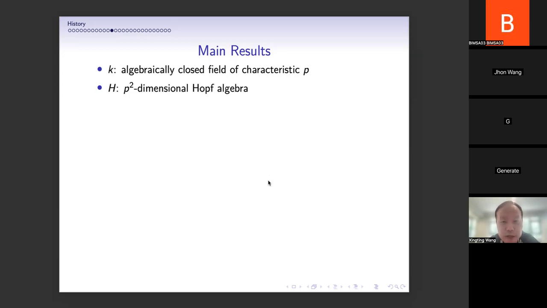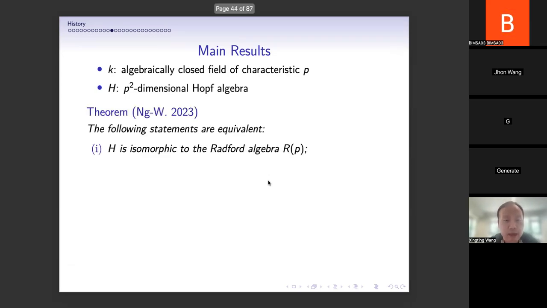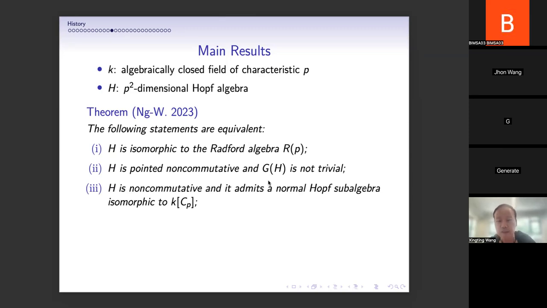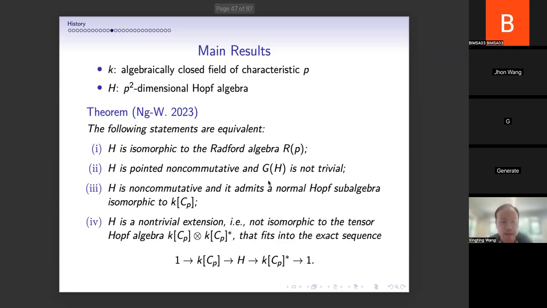Let K be algebraically closed with characteristic p, and consider p-squared dimensional Hopf algebras. Then we have the following equivalent statements, which basically characterize the Hopf algebras of dimension p squared. First, H is isomorphic to the Taft one. Second, H is pointed, non-commutative, and has a non-trivial group-like. Third, H is non-commutative and admits a normal Hopf subalgebra which is a group algebra. And the fourth equivalent condition is that it fits into an extension of two p-dimensional Hopf algebras.